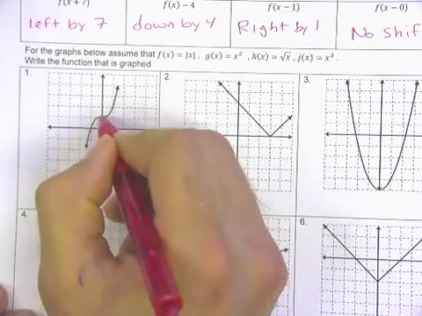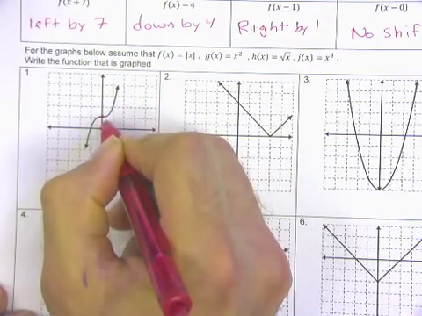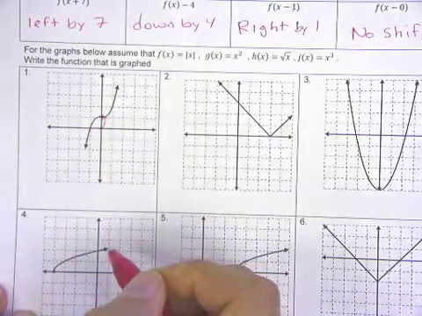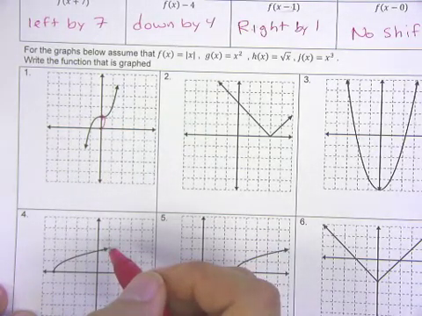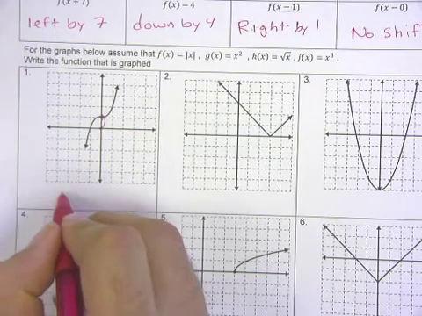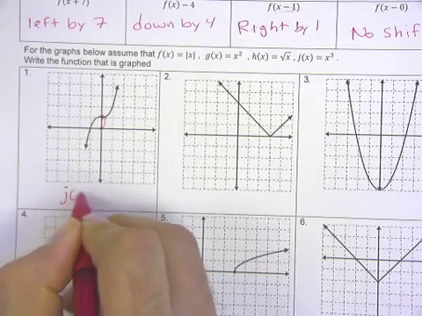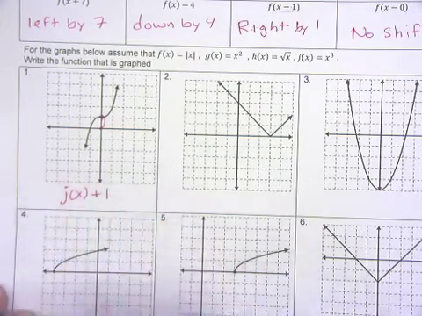If we look at that middle point, which is usually at the origin, it's been shifted up by 1. So we know that to shift up, we have to add to the outside of the function, or after the function. So this would be j of x with 1 added to it.